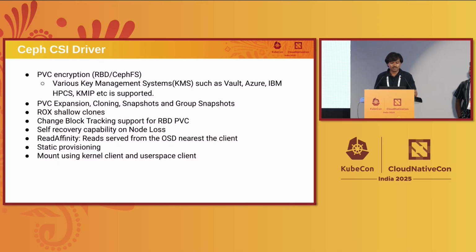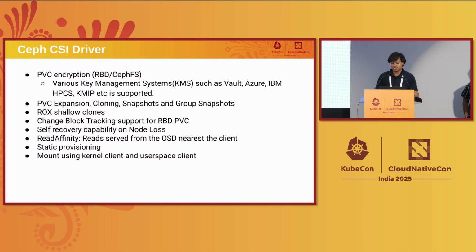And we also have self-recovery capabilities within Ceph CSI. If a particular node goes down in Kubernetes, Ceph CSI can take care of making sure that the particular image or subvolume is disconnected from the cluster, and your app moves conveniently to the next node as soon as possible. And read affinity is a feature where, if you do a read from a volume on a particular node, the read is served from the nearest OSD in the cluster.